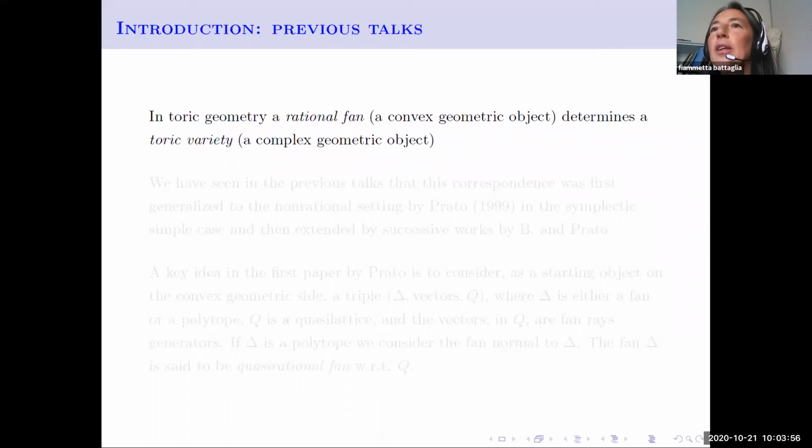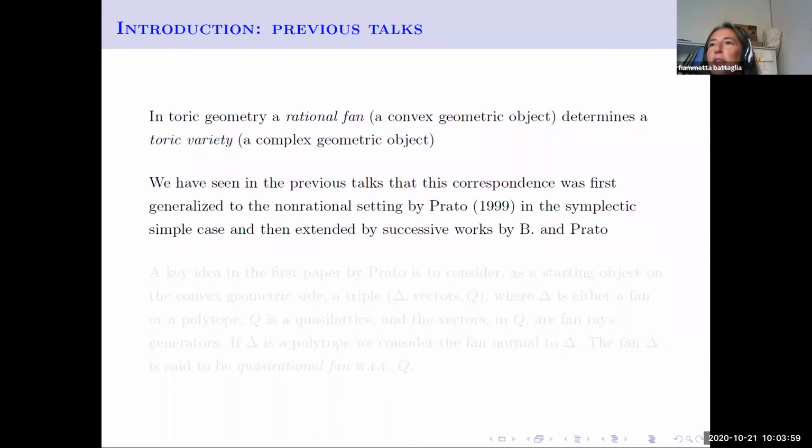We have seen in the previous talks by Elisa Prato and myself that this correspondence was first generalized to the non-rational setting by Elisa Prato in the late 90s, in the symplectic simple case, and then this was extended by successive works. As I already remarked, there are key ideas in this first paper by Elisa Prato that are essential and fundamental for the non-rational setting in general.